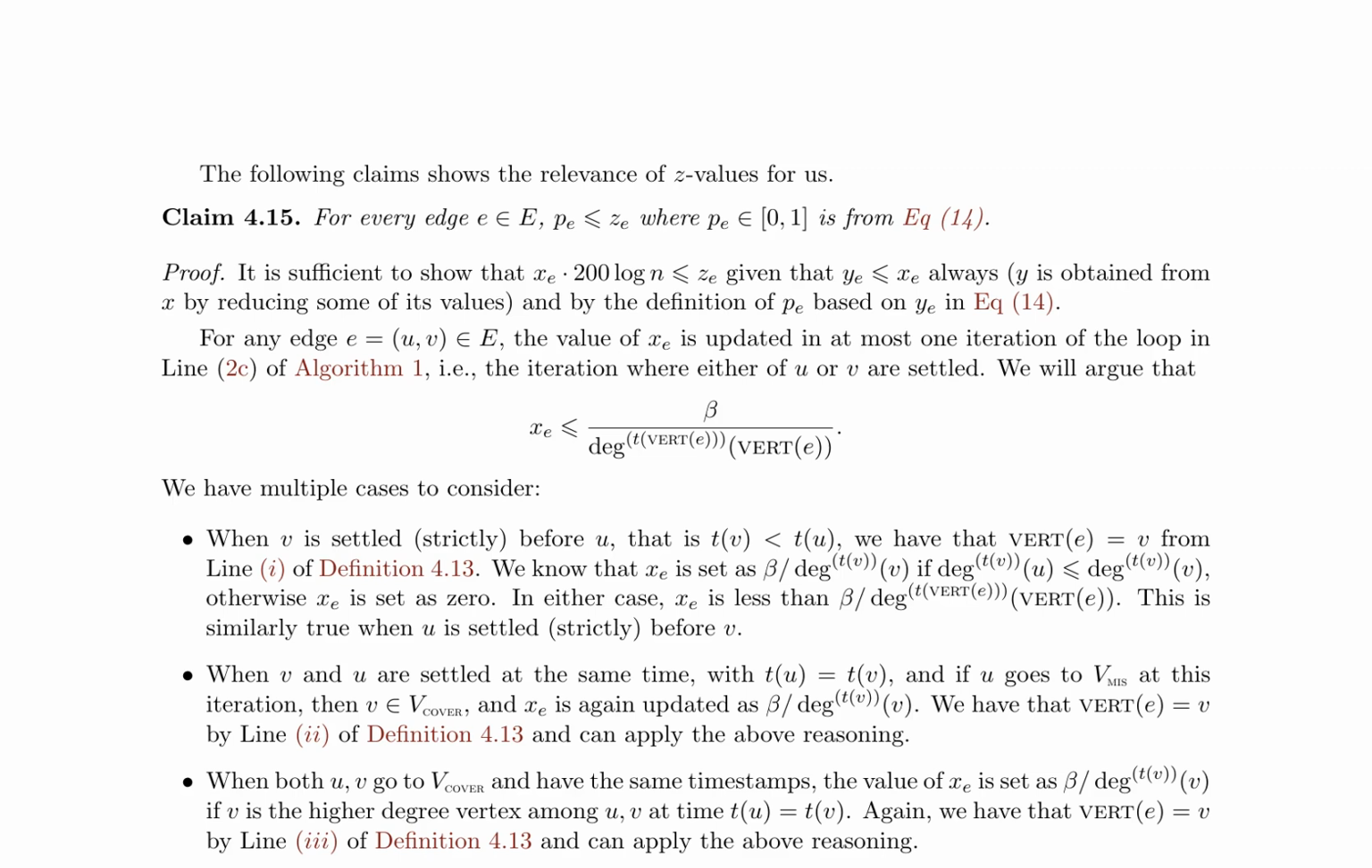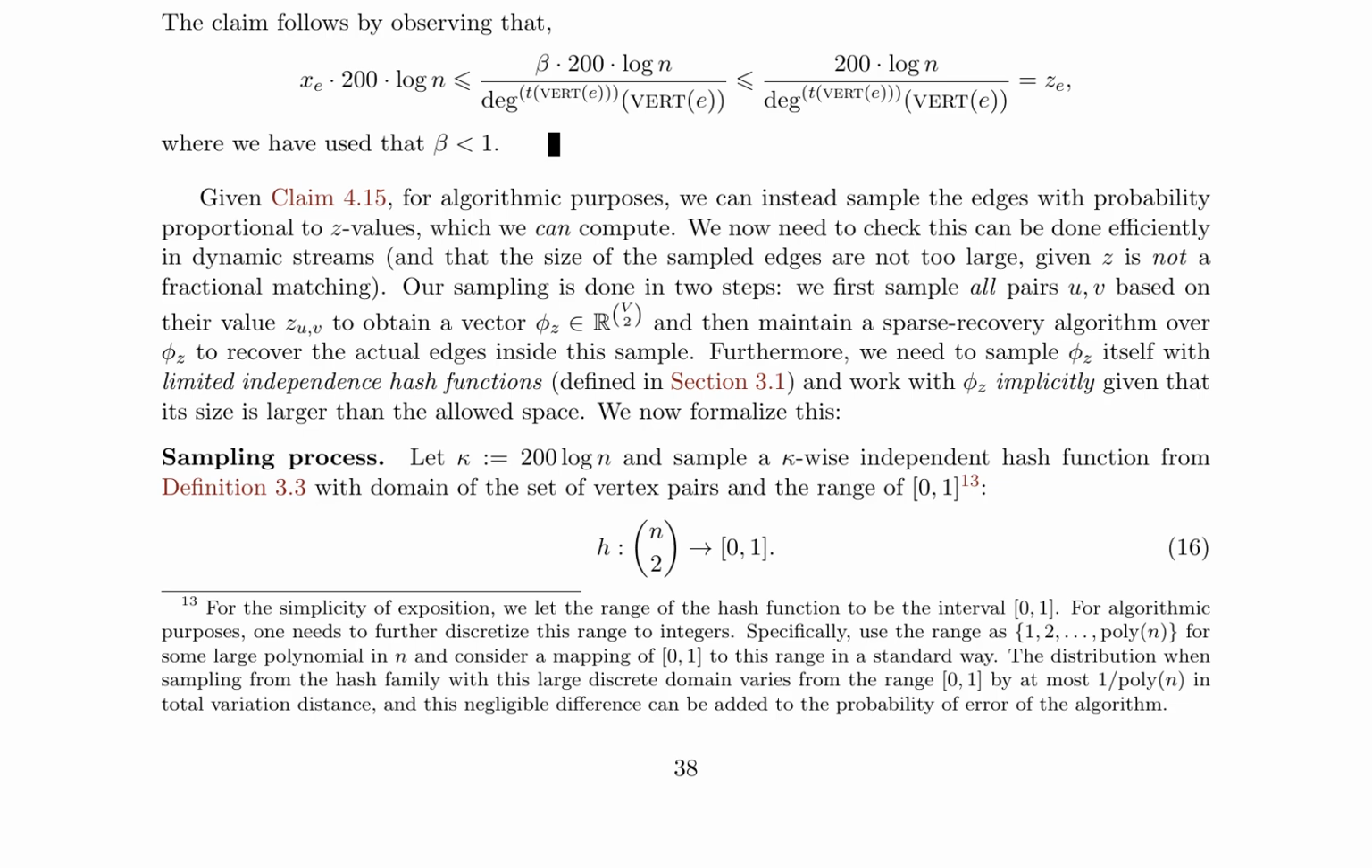This process involves two steps. First, sampling all pairs of vertices based on their z-values to obtain a vector phi_z, and then using a sparse recovery algorithm to identify the actual edges within this sample. The sampling process itself is formalized through the use of a kappa-wise independent hash function, where kappa is set to 200 log n. This hash function maps vertex pairs to the interval [0, 1], allowing for efficient edge sampling with limited independence.